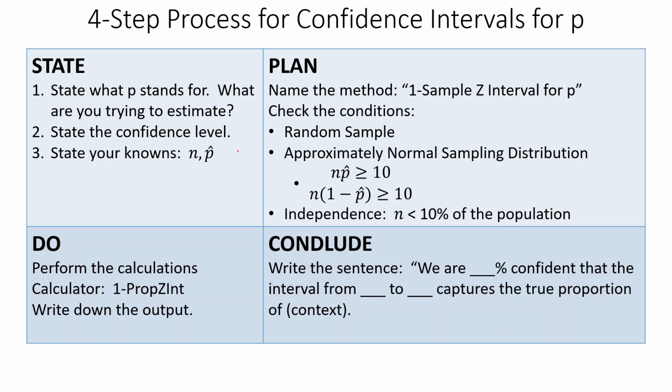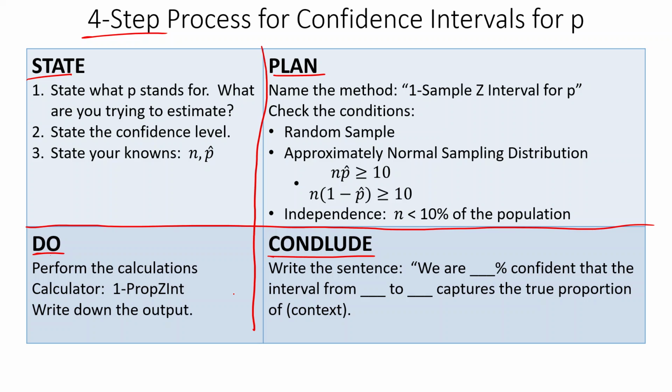All right, so now that we know how to make the interval, now I'm going to show you the process we use to organize and do these tests. And it's always a 4-step process, and everything we do for the rest of this school year is going to follow this 4-step process. State, plan, do, conclude. In fact, whenever we have these inference problems, I suggest on your paper you just draw a big old cross, and then just know you've got to fill in all 4 of these boxes. And in this order: state, plan, do, conclude. So 1, 2, 3, 4.